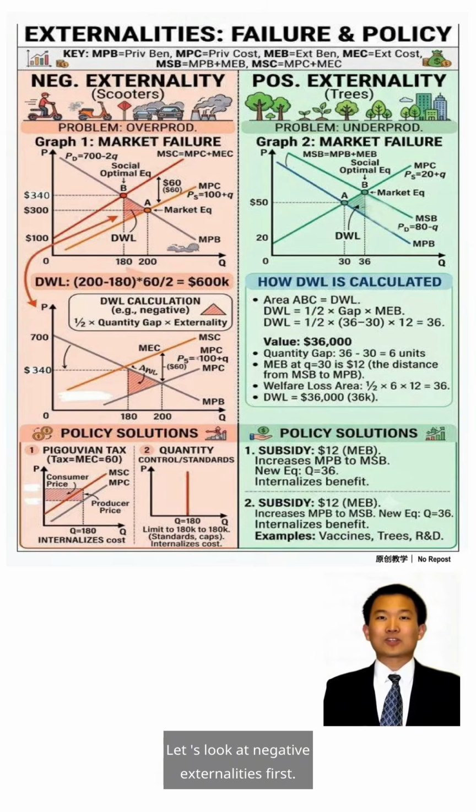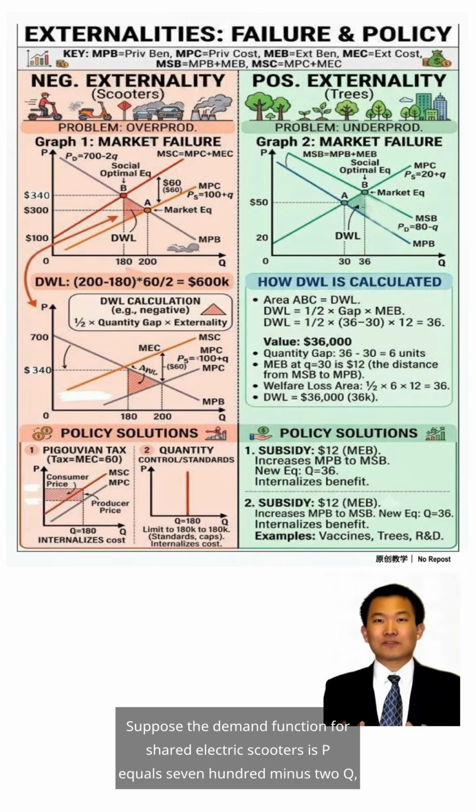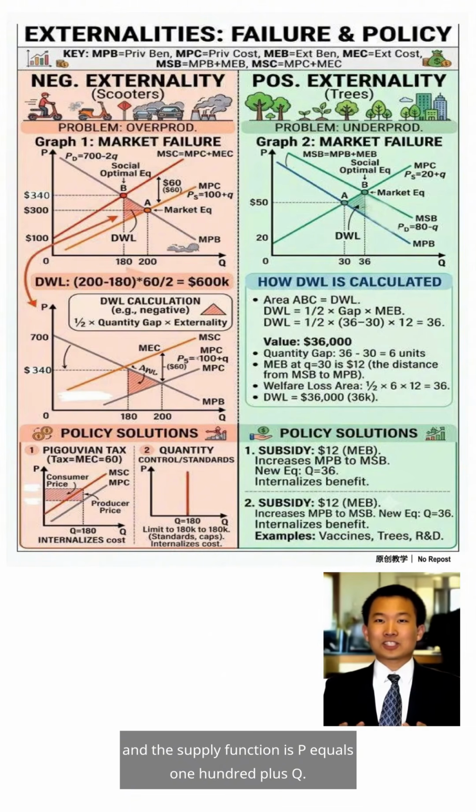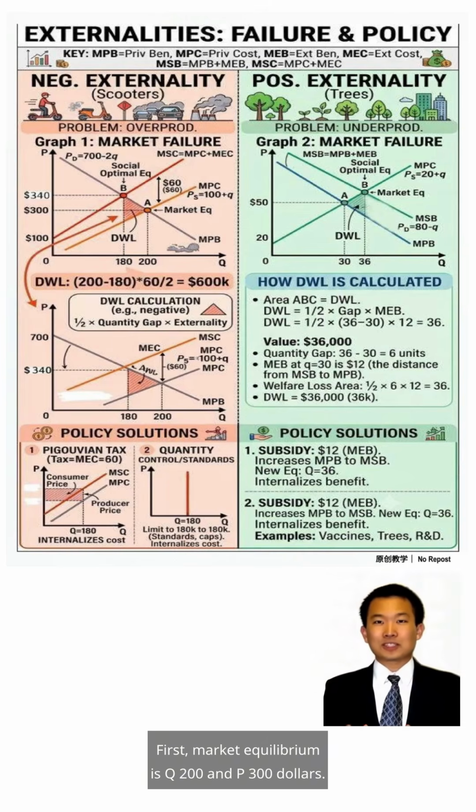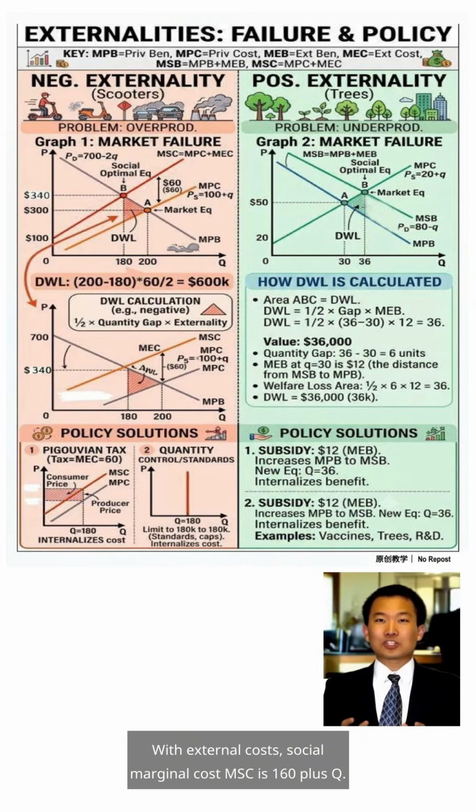Let's look at negative externalities first. Suppose the demand function for shared electric scooters is P equals 700 minus 2Q, and the supply function is P equals 100 plus Q. Each rental causes $60 in external congestion costs. First, market equilibrium is Q equals 200 and P equals $300. With external costs, marginal social cost, MSC, is 160 plus Q.